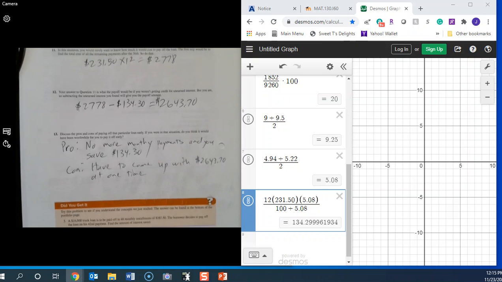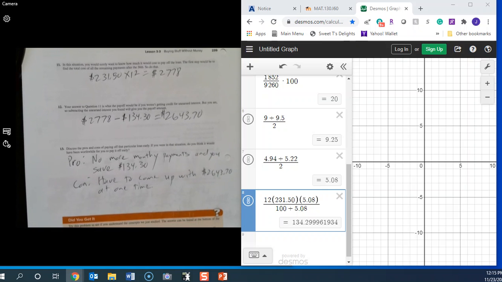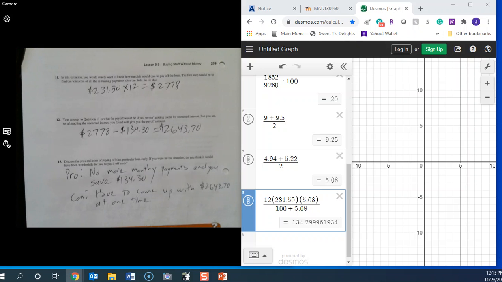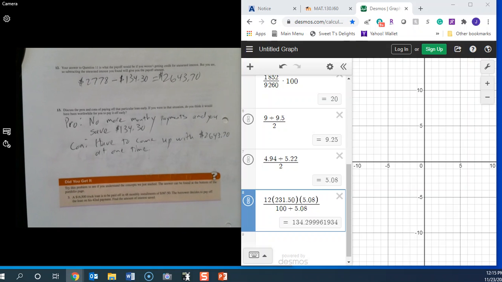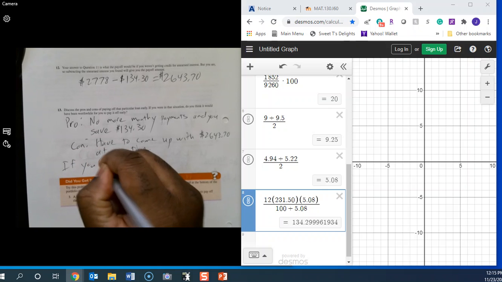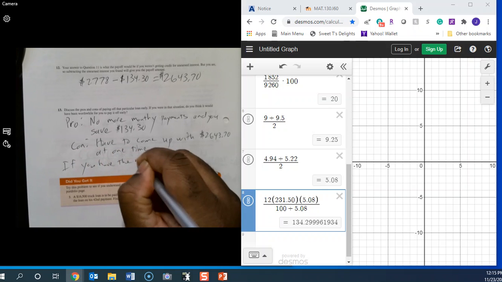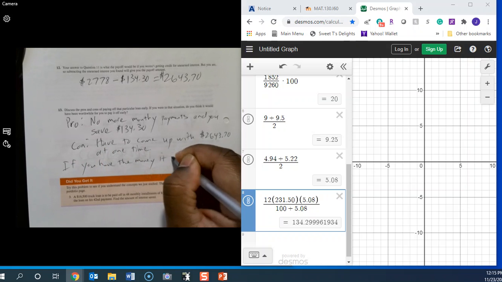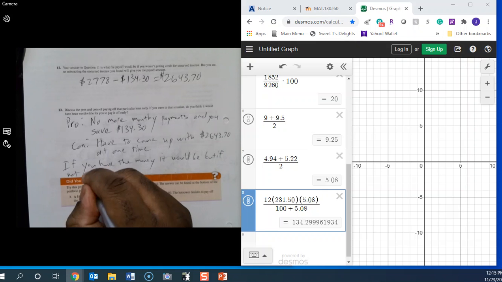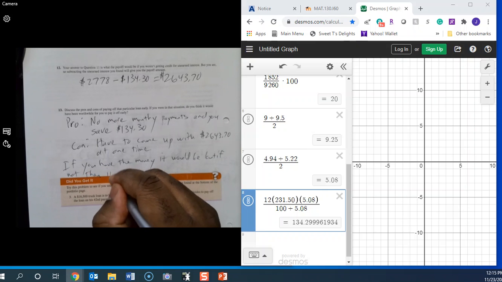Now, if you have the money, great. You come up with the money and it's no problem. But if you don't, it could be a problem. It also asks us, do we think it would be worthwhile for you to pay it off early? Just like I said, if you have the money, it would be. But if not, then it wouldn't be.